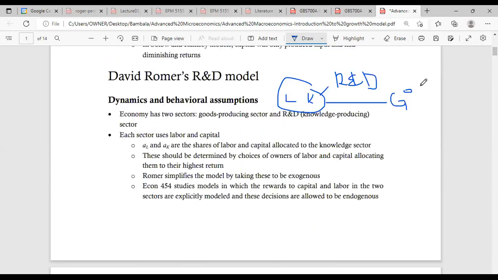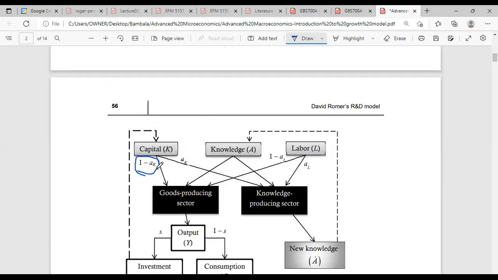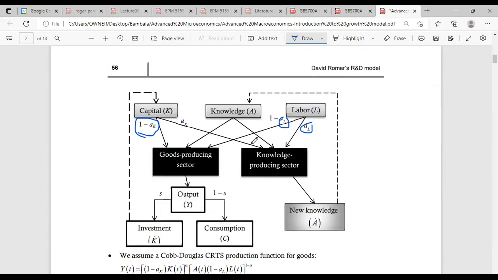So for the goods sector, we are taking out 1 minus aK, which is this. And then for the knowledge sector, you're only taking aK. That intuitively tells us that for labor, we're taking 1 minus aL for the goods sector, and for the knowledge sector, we're taking this.